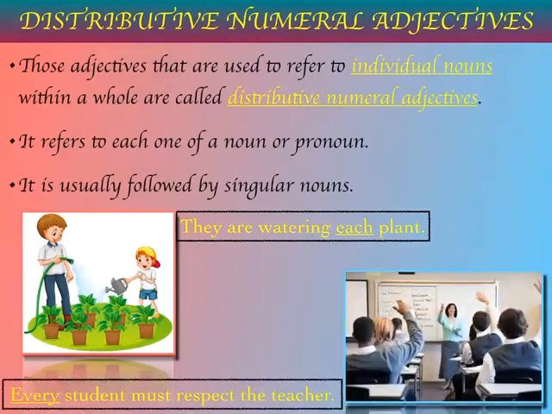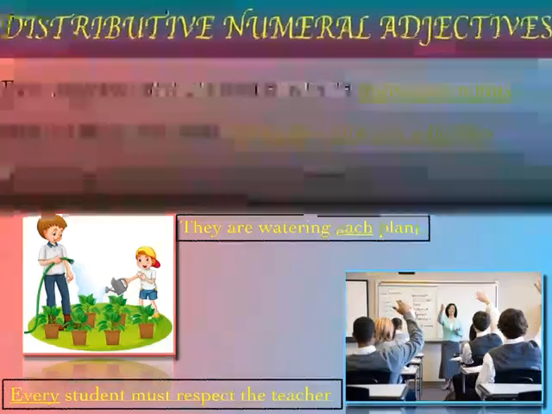Let's see one more example given over here. Every student must respect the teacher. So here, student is the noun and the word describing the noun is every, and that is used for each and every student present in the class. And so, every is said to be a distributive numeral adjective. So students, I hope that you have understood all the types of adjective of number and adjective of quantity clearly.